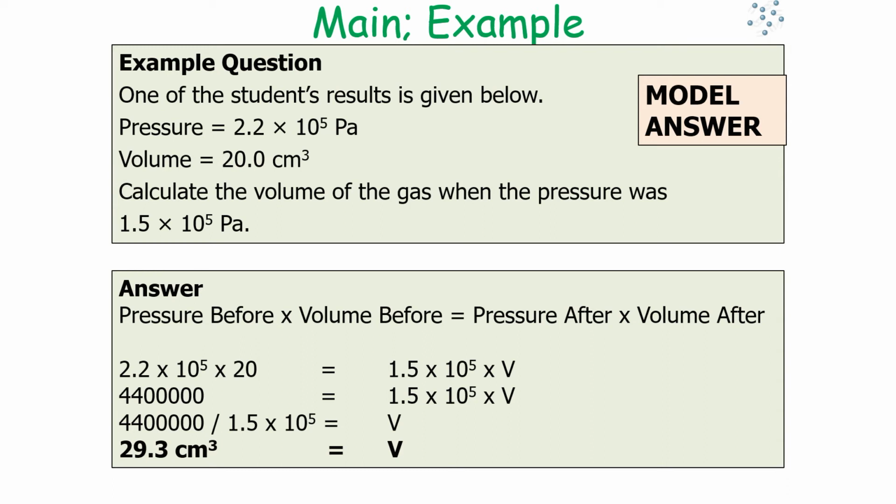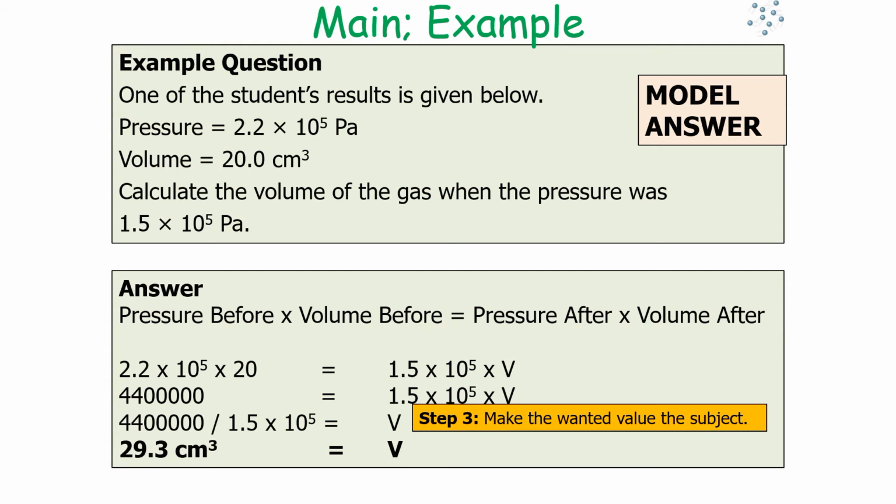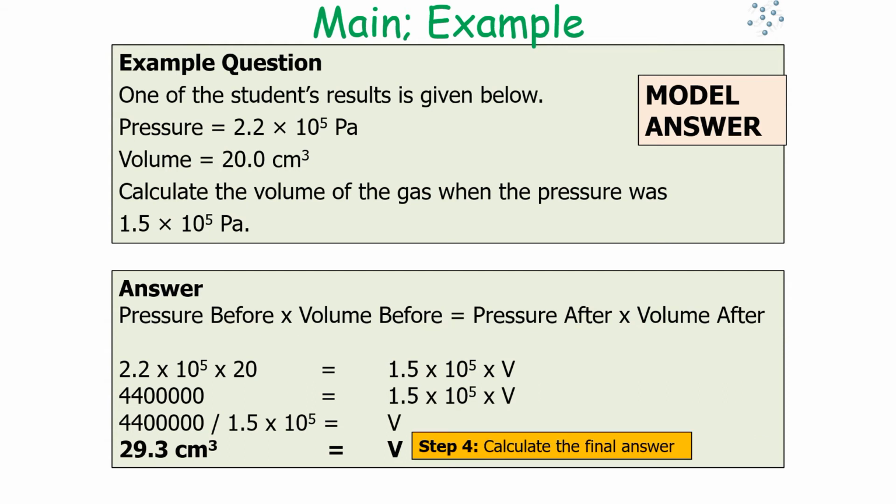One of the student's results is given below. The pressure is 2.2 times 10 to the 5 pascals. The volume is 20.0 centimeters cubed. Calculate the volume of the gas when the pressure was 1.5 times 10 to the 5 pascals. So as we know, pressure before times by volume before equals pressure after times by volume after. So what you firstly do is you write out the equation. You then substitute in the values for the pressure before, the volume before, and the pressure after, whilst obviously leaving the volume unknown. We then make the wanted value the subject in the equation. We then calculate our final answer, and in this case it will be 29.3 centimeters cubed.